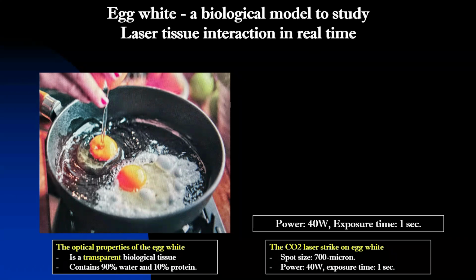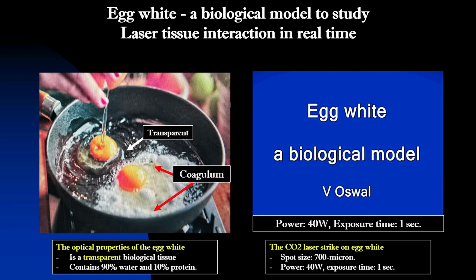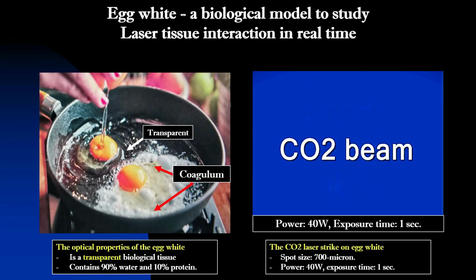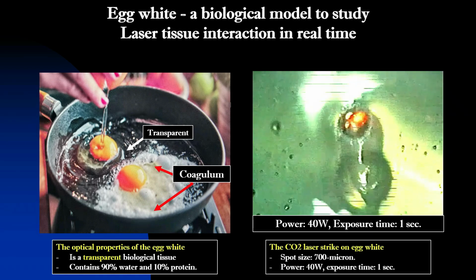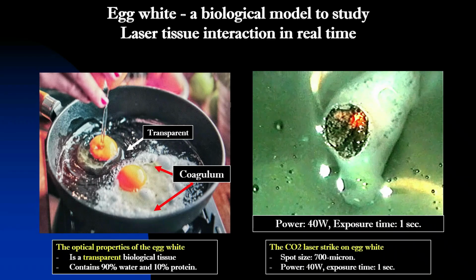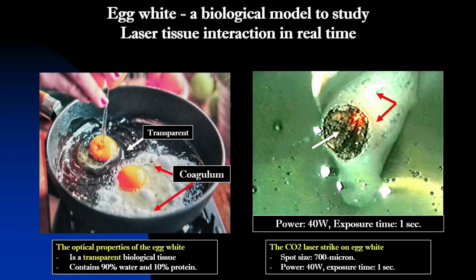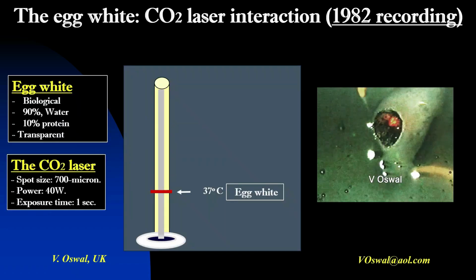The egg white is transparent when raw and turns white when it's being cooked. So I could use the laser and see the effects of the heat of the laser on the biological tissue, to see it spread not only on the surface but also deep to it, because egg white is transparent. So let us study the egg white CO2 laser interaction.